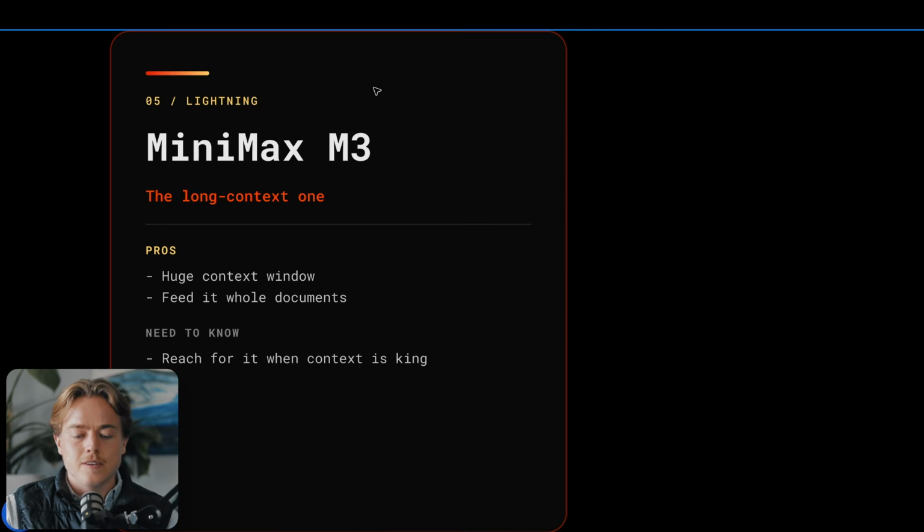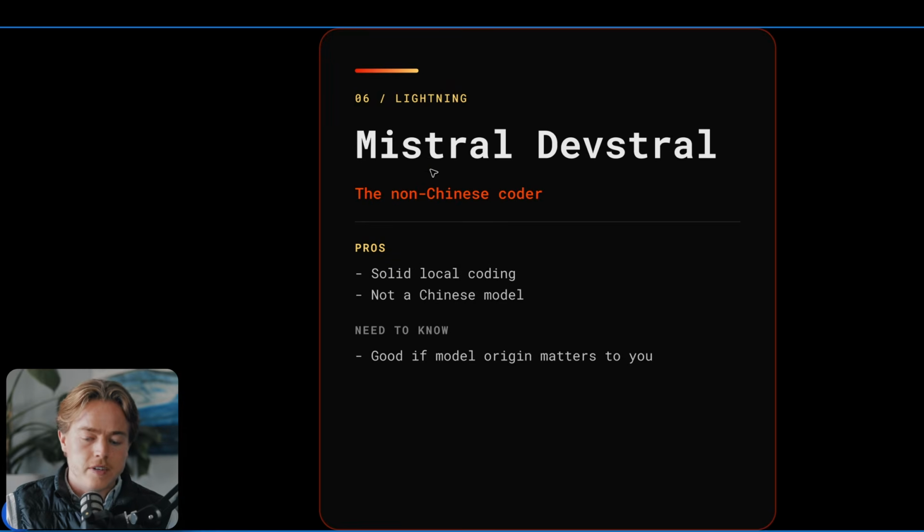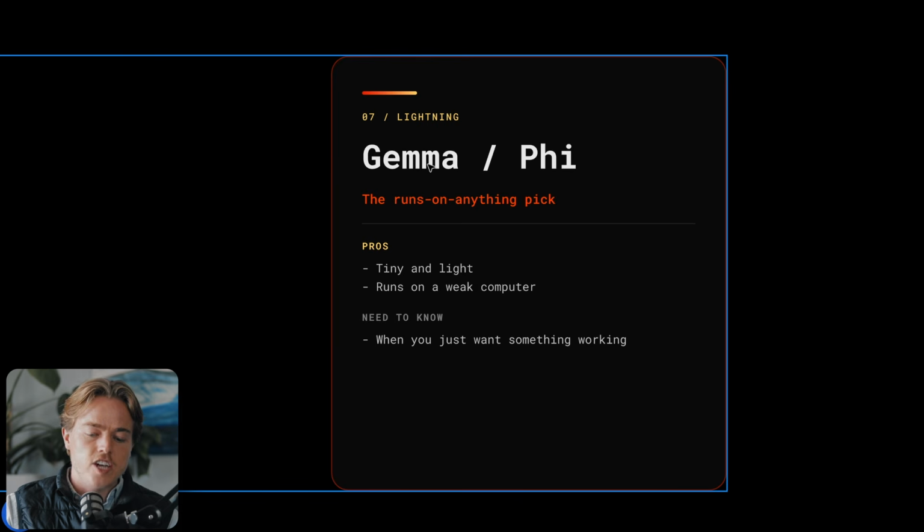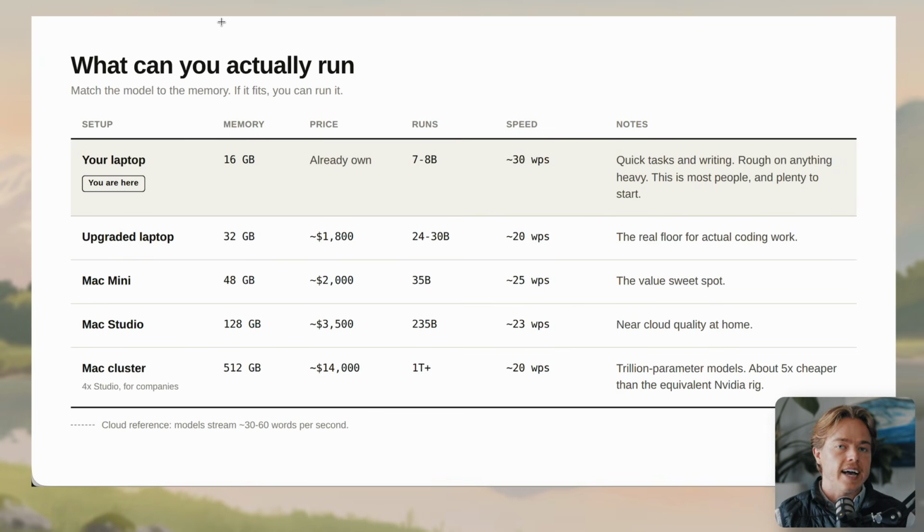But then the thing to note about all of these is that they are all Chinese models. If you want something that is not Chinese, fair enough. Then you should go with Mistral Devstral. And then lastly, Gemma is one from Google. It's very tiny, very light, runs on basically any computer. So this is another great one to run locally. So with that, let's talk about what you could actually run.